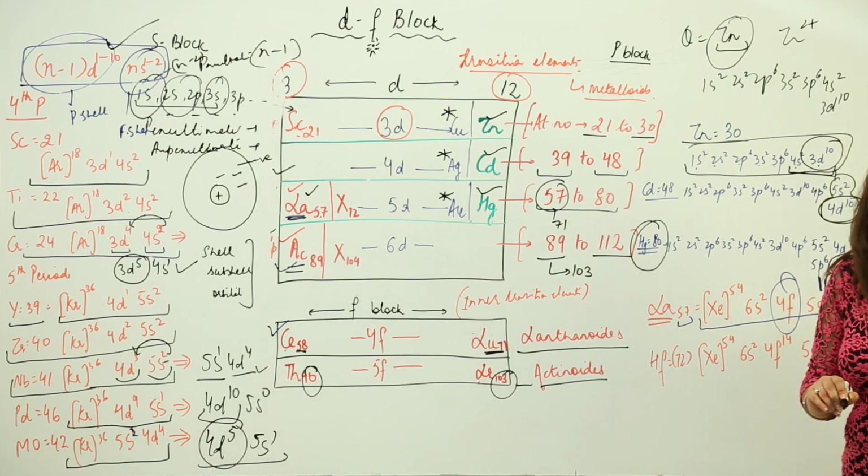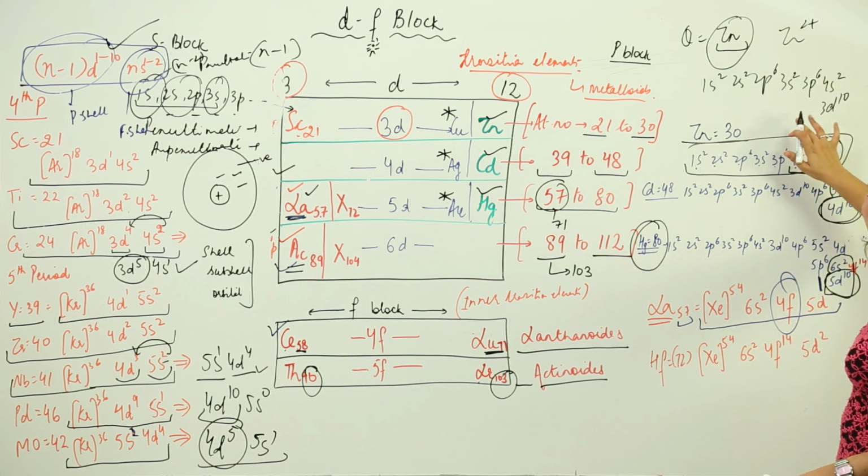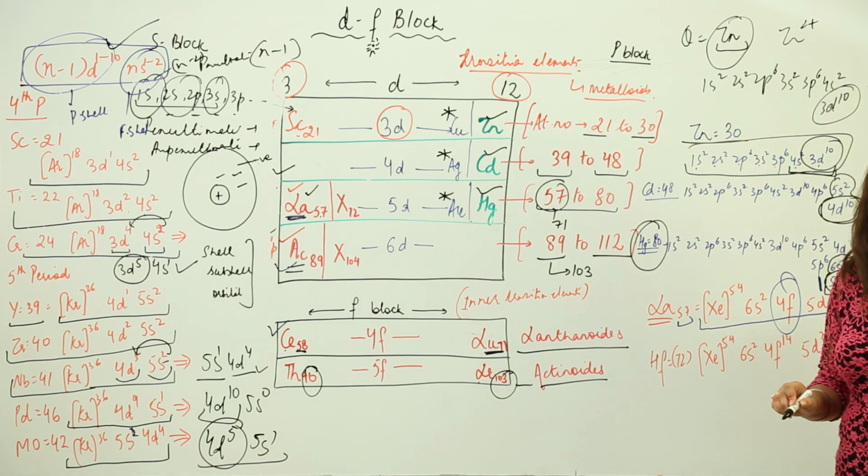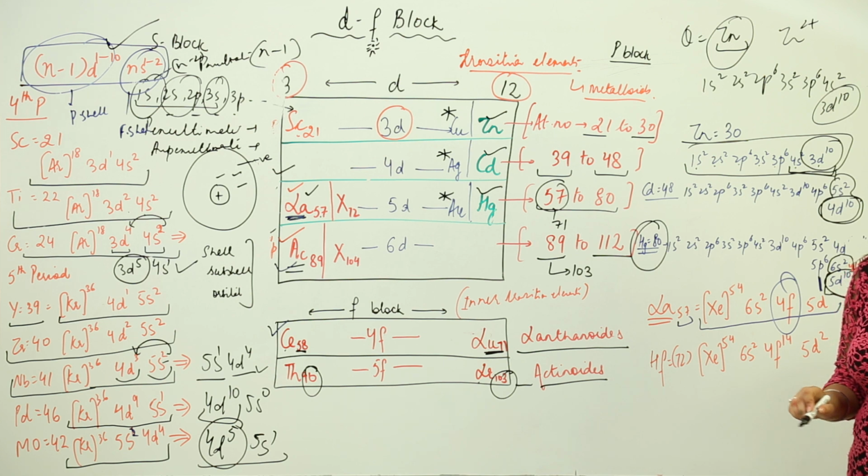This is the configuration for zinc. As you can see in this one, that d orbital is completely filled, and you know that when d orbital is completely filled, it is not regarded as a d block element, right. So, let us see for Zn2 positive now.